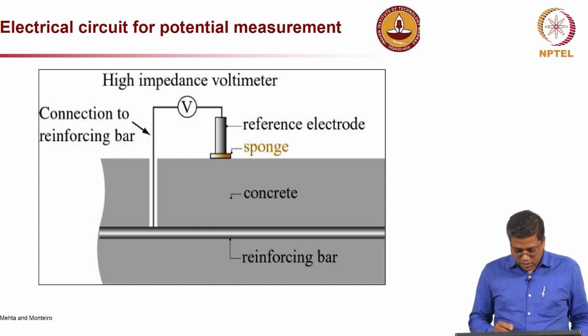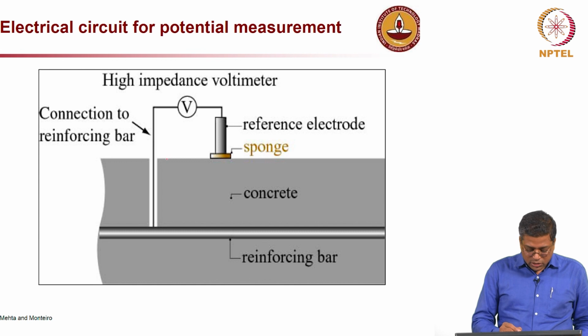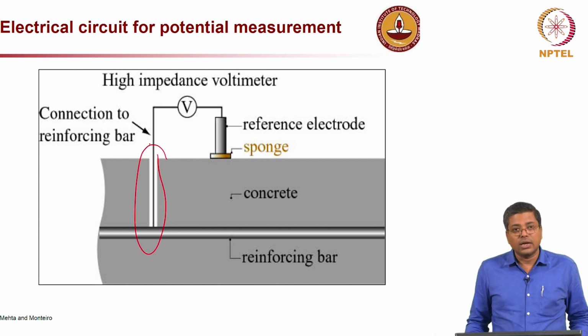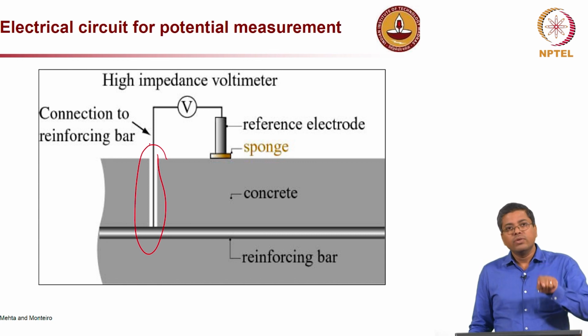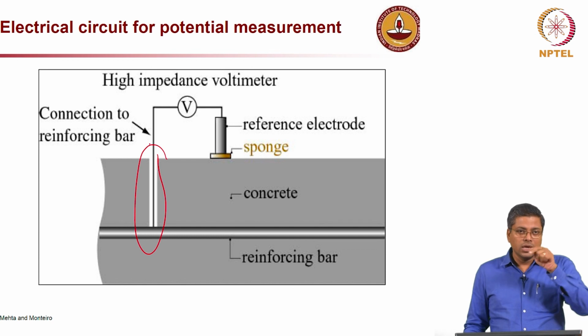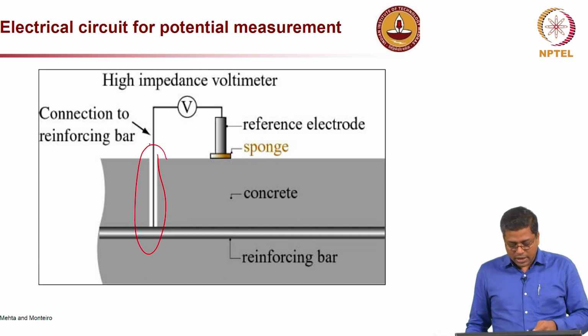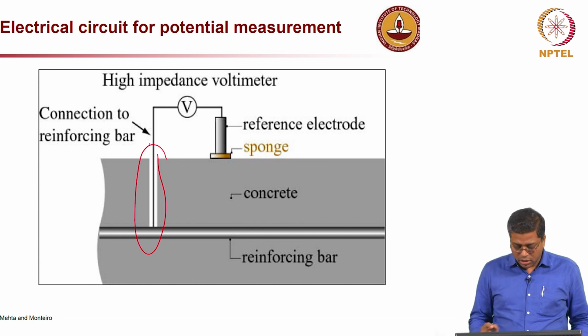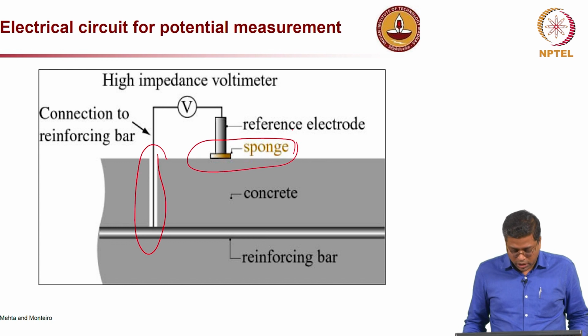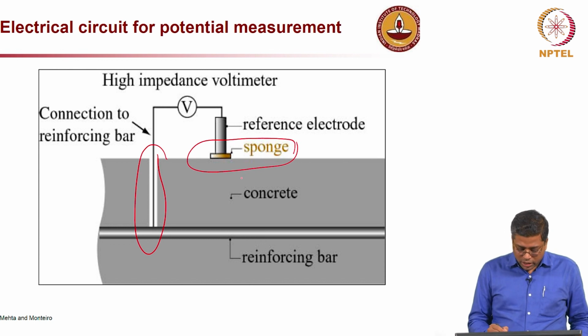So, this is a simpler schematic showing how this particular potential measurement works. You can see the one main thing in this: you have to really get an actual electrical connection to the rebar. So, how do we do it? We drill a hole at some point on the reinforced concrete structure and connect to the rebar, and then the other terminal is connected to the reference electrode, and a good contact at the concrete surface is also required, and then you have concrete here.